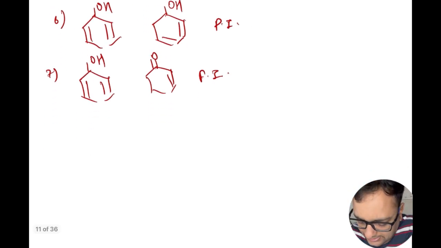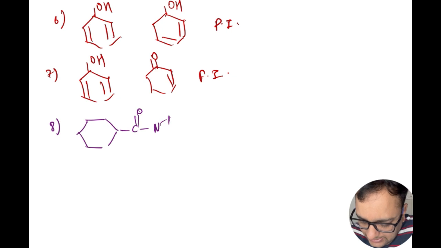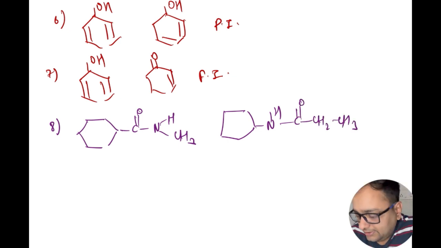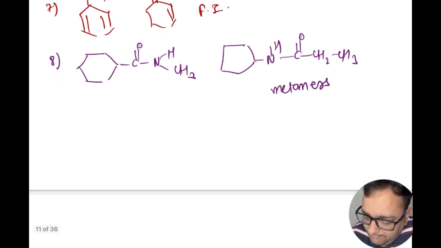Okay. Let's take some more examples. Eighth, C double bond NH, then CH3. Then we could write the example NH, C double bond O, and then CH2, then CH3. Tell me which type of isomer it is. Amide. Both are amides. The position is changing. The molecular formula is the same. You can check the number of carbons. The total number of carbons is the same. So these are the metamers.